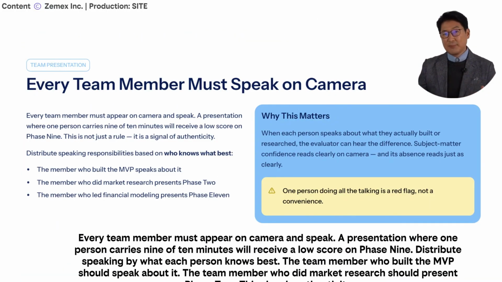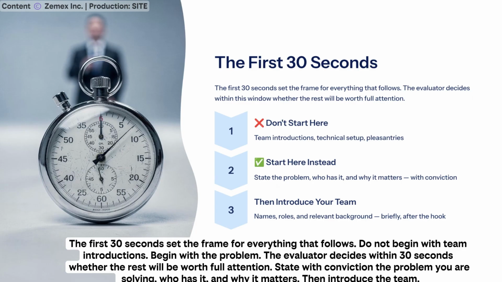Every team member must appear on camera and speak. A presentation where one person carries 9 of 10 minutes will receive a low score on Phase 9. Distribute speaking by what each person knows best. The team member who built the MVP should speak about it. The team member who did market research should present Phase 2. This signals authenticity.